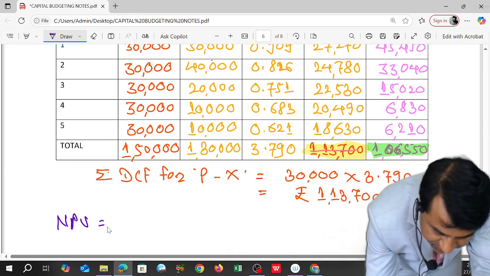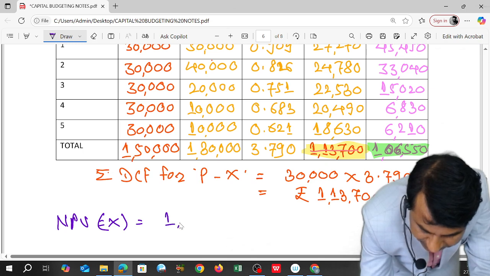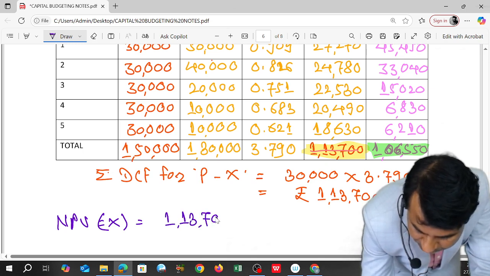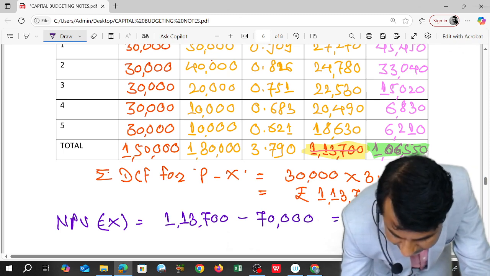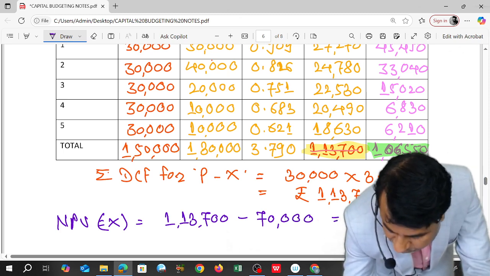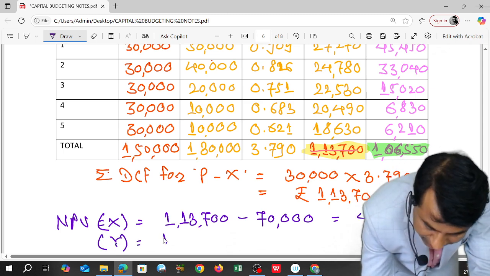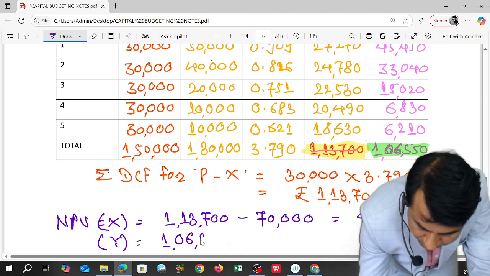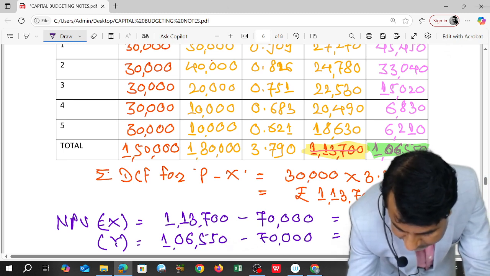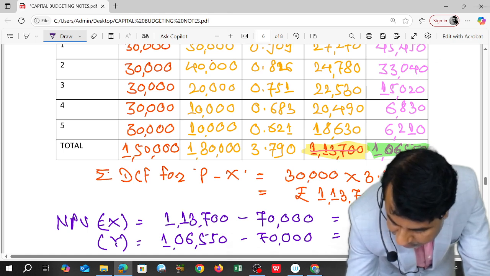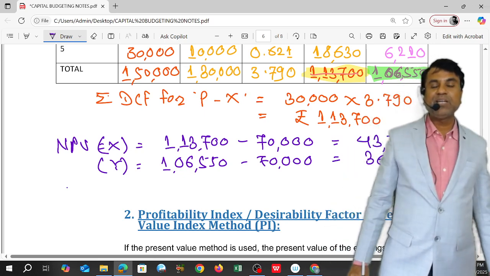So NPV for X, let me write it down here directly. NPV for X is coming 1,13,700, which is annuity. I can calculate by both the ways which I have shown here. So it is coming simply 43,700. That is the NPV for X, and for Y it is 1,06,550 minus 70,000. So NPV in this case is only 36,550. Now both are positive if you can check out here. These two NPVs are positive, but at the same time which one is accepted?